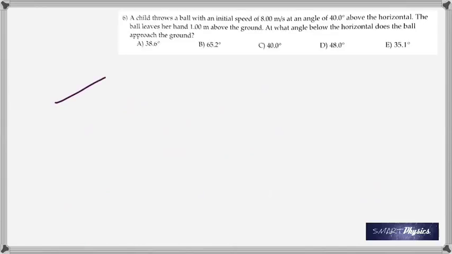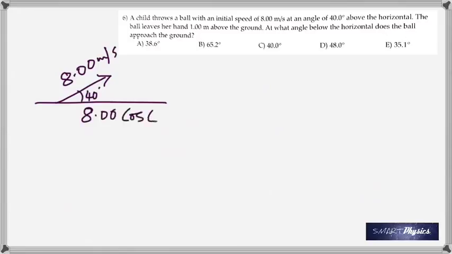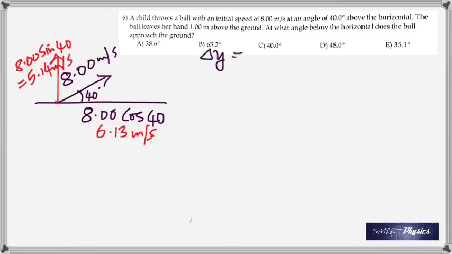Number 6, a child throws a ball with an initial speed of 8 meters per second at an angle of 40 degrees above the horizontal. The ball leaves her hand 1 meter above the ground. At what angle below the horizontal does the ball approach the ground? Let's get the diagram. 8 meters per second, 40 degrees. So the components are 8 cos 40 and 8 sin 40. The horizontal component is 6.13, never changes. The vertical initially is 5.14, and delta y is -1 meter.